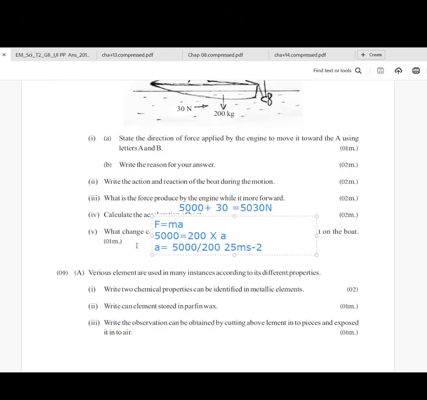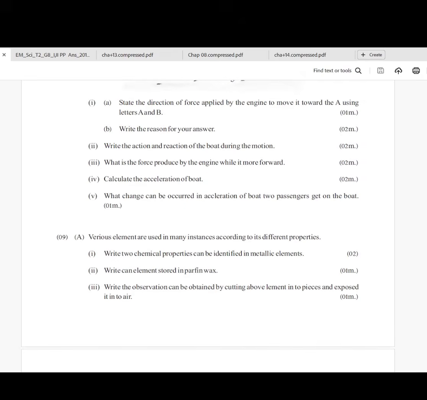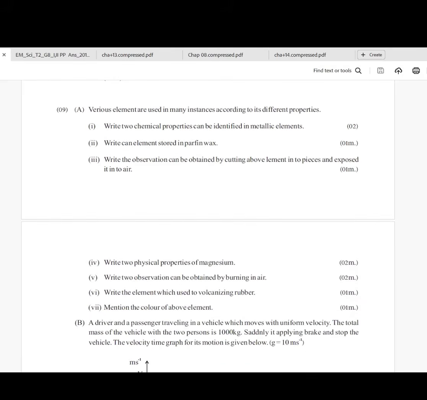What change can occur in the acceleration of the boat if 2 passengers get onto the boat? Decrease in the acceleration. Because now the mass is high, therefore acceleration is low.